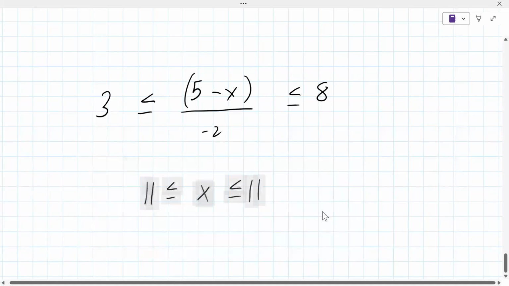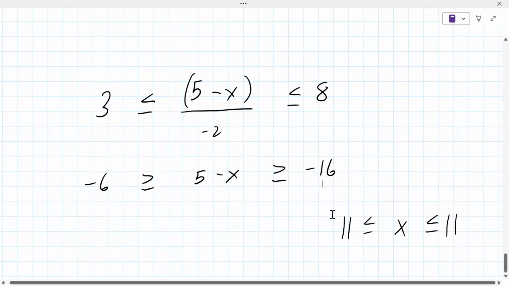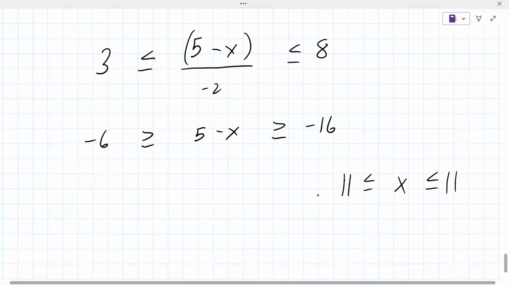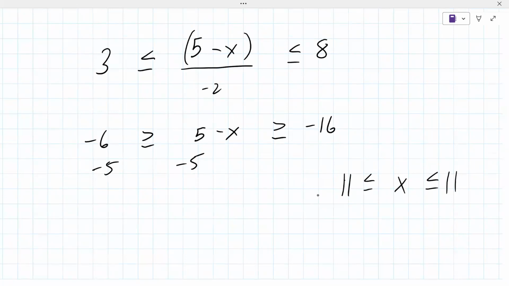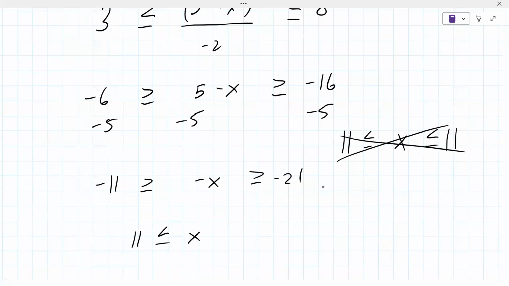Well, that could be. I didn't vet this one. When you multiply by negative, you get -6, flip the sign, 5 minus x, -16. This shouldn't have happened. When you subtract 5, oh, I didn't have negative. Yep, it should be 21, not 11. So small change there.